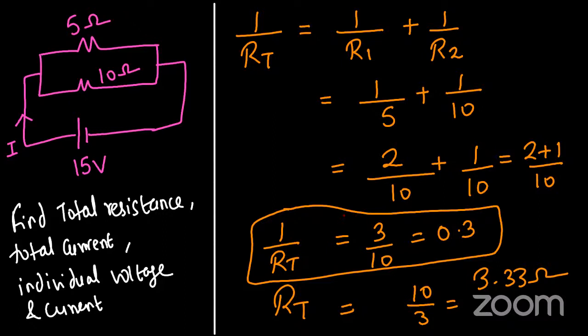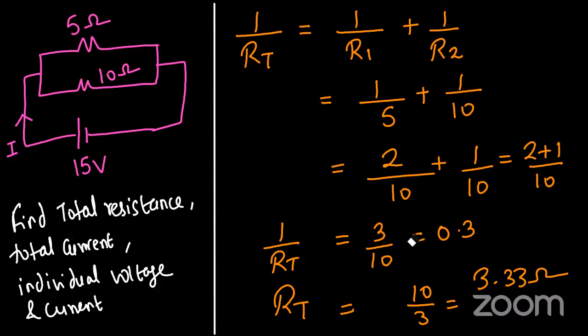ठीक है, तो जो मिस्टेक अभी हुआ, that is some basic calculation mistake. तो 0.3 is not the correct answer. Okay, it's 3.33. सबको RT आ गया. Then think about voltage.